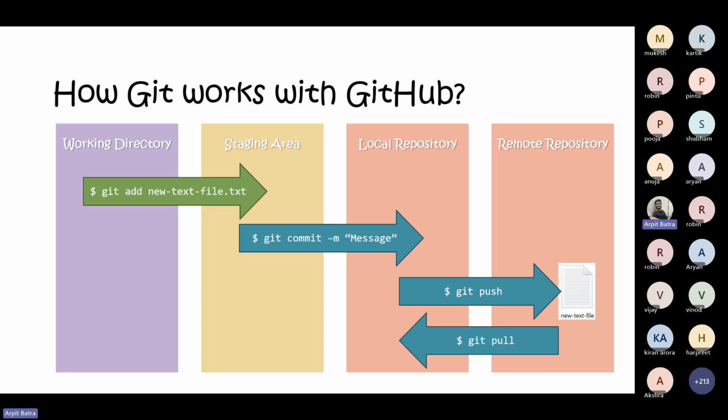Now we have the local repository. This is where Git stores the commits you have made. Changes in this repository are not visible to others until you push them to the remote repository. And last we have the remote repository. This is a repository hosted on a service like GitHub, GitLab, or Bitbucket. When only Git works, there is no remote repository. Only three things are present: working directory, staging area, and local repository. After working with GitHub, there is another section, the remote repository.